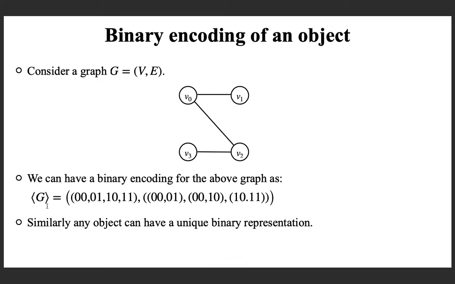And similarly, any object can have a unique binary representation, which all of you know because in a digital computer, whatever you store in the computer is stored as a binary string. So that's a known fact. Now you can see how you can view a problem as a formal language. Maybe a strange concept, but an example will tell you how you can treat a problem as a language.